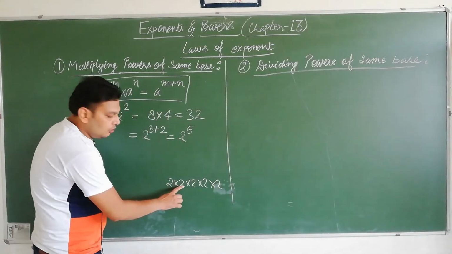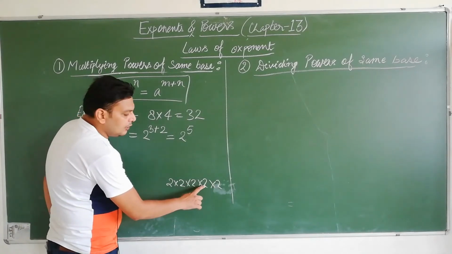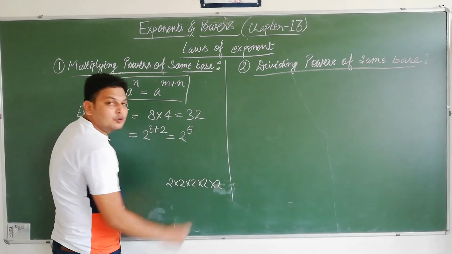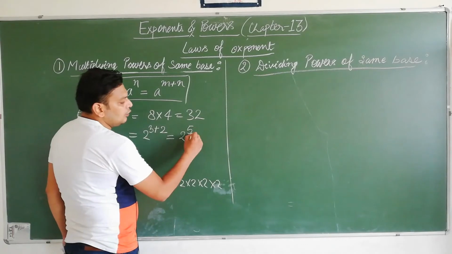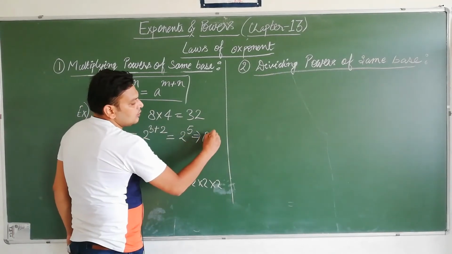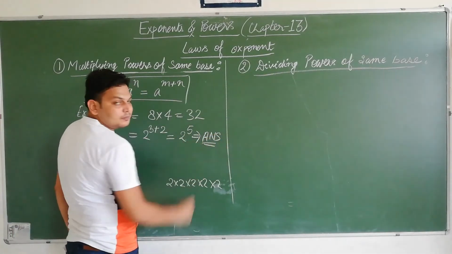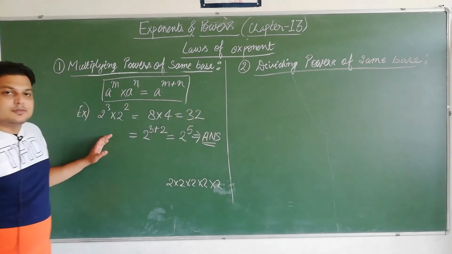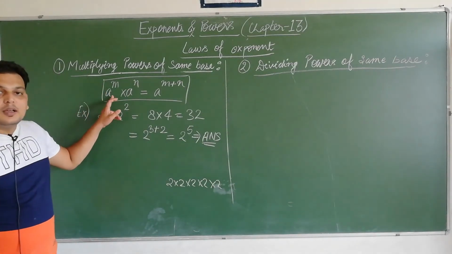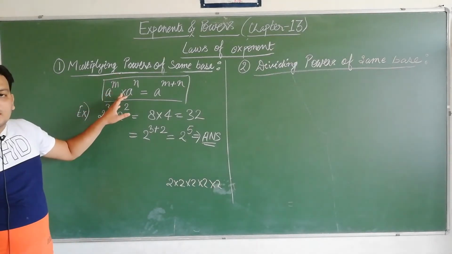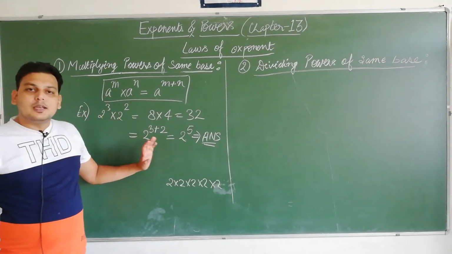2 into 2 is 4. 4 into 2 is 8. 8 into 2 is 16, and 16 into 2 is 32. So this is our answer. Okay, so as we can see, using the laws of exponent, the calculation becomes easier.